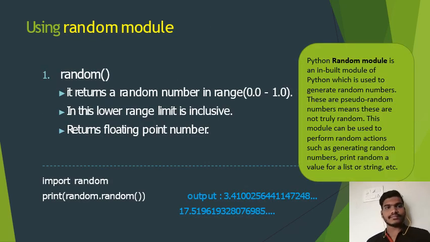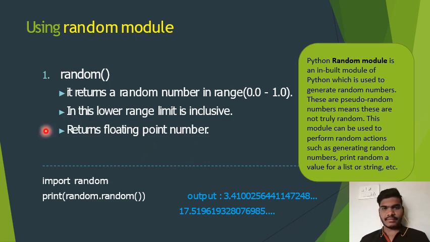Random module. The Python random module is an inbuilt module of Python which is used to generate random numbers. These are pseudo-random numbers, which means these are not truly random. This module can be used to perform random actions such as generating random numbers and printing a random value from a list or a string.